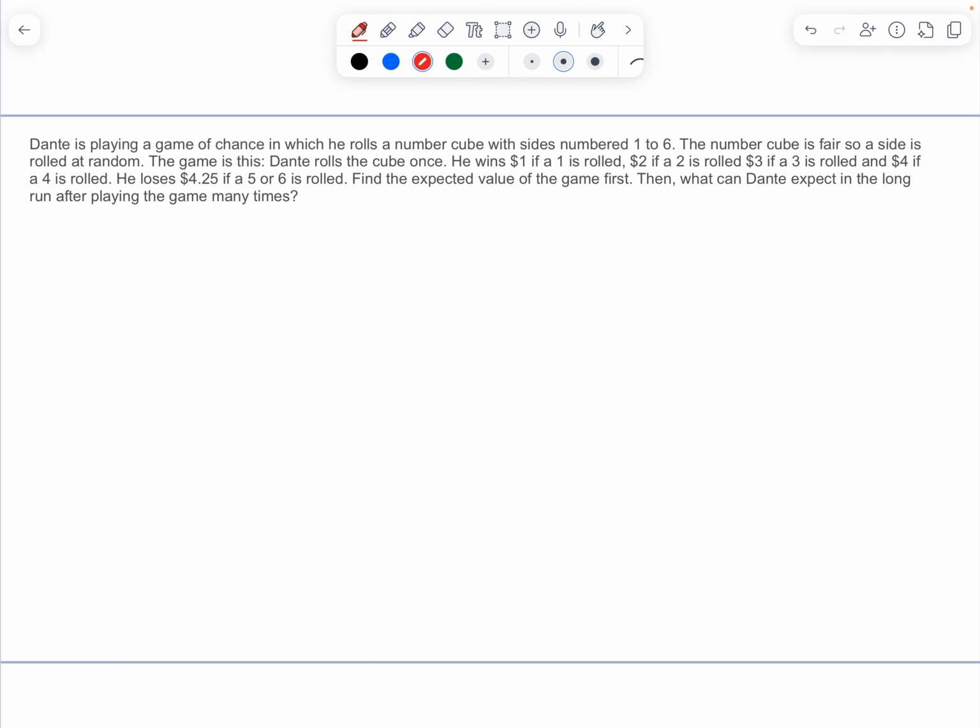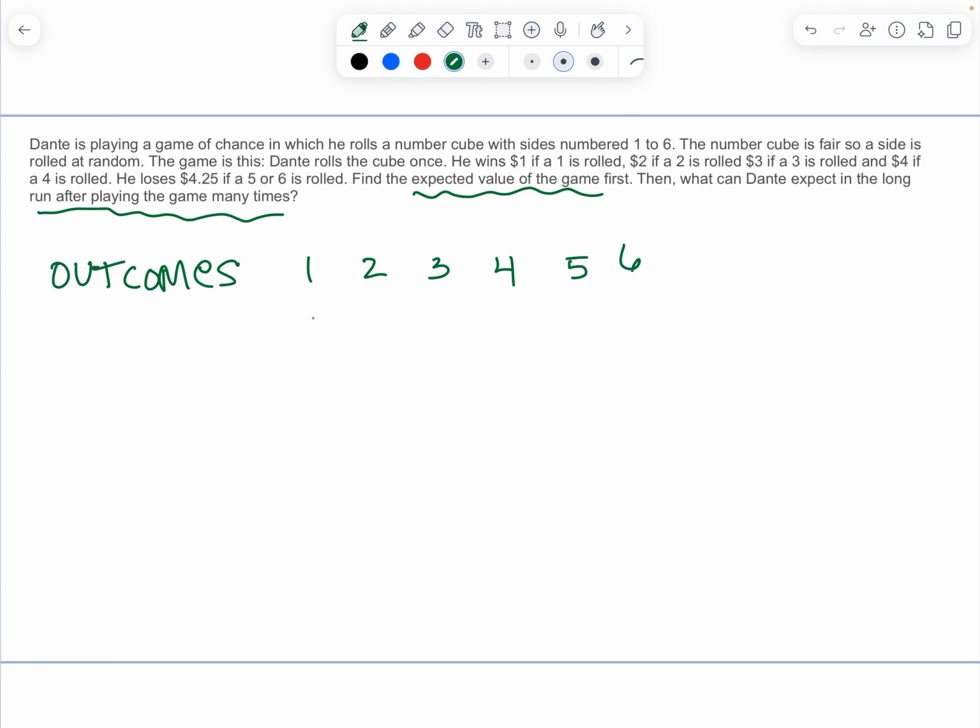And the question is, find the expected value of the game first. So that's basically your long run expected value. And then what could he expect in the long run after playing the game many times? All right, let's set this up. So in our last video, we made a little chart. We're probably going to do the same thing. So here are your outcomes. Dante's going to step up to that die and either roll a 1, 2, 3, 4, 5, or 6. Those are all the possibilities.